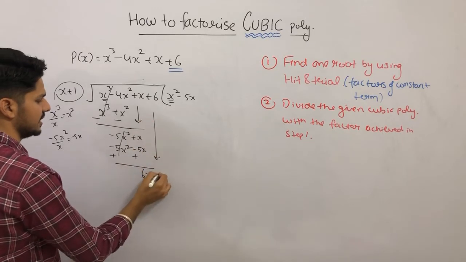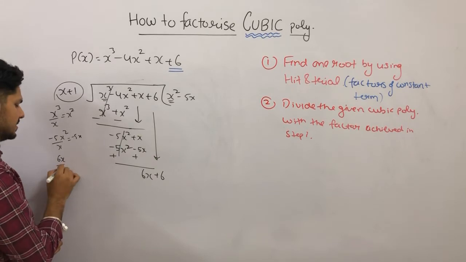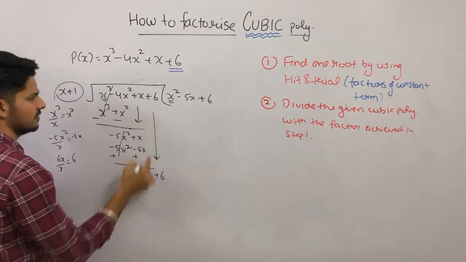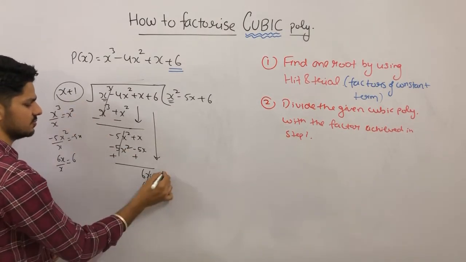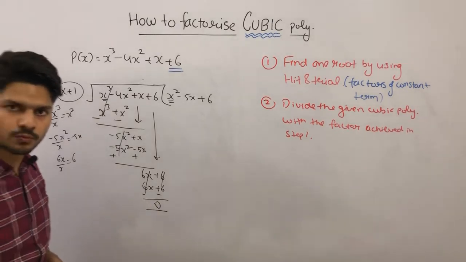Now 6 again came down. Now again 6x, and here is x. Divide both of these, you will get 6. I will write 6 here. So if you multiply this with this, you will get 6x plus 6. Cancel out, subtract both of these, you will get remainder 0.